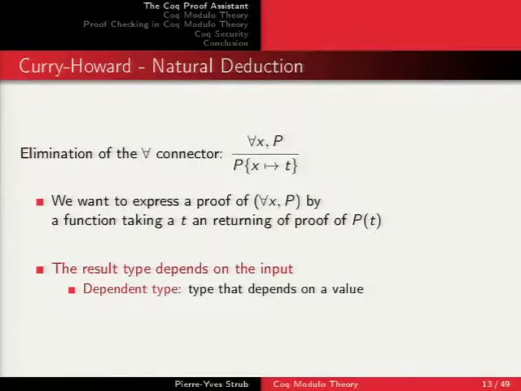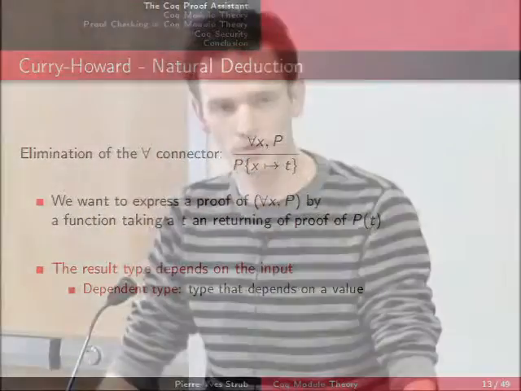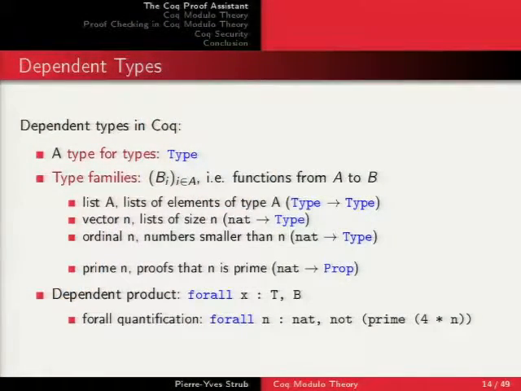Now, if I want to move to a full logic with the for all quantification, I need some more powerful types. So this is now the elimination for the for all connector. It tells me that if I have a proof of for all x, P, then I can derive a proof of P in which I substitute x by t, a term t. What you want to express is that a proof of for all x, P is a function taking a t and returning a proof of P of t. And what we have here is that the result type depends on the input. We need what we call dependent types, that is, types depending on values. So Coq comes with these dependent types.